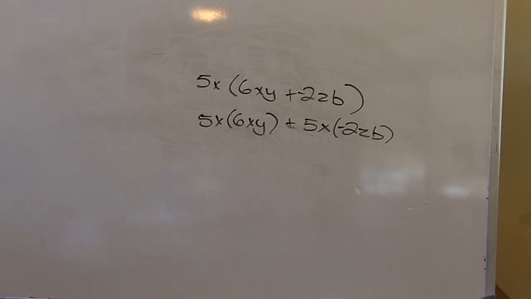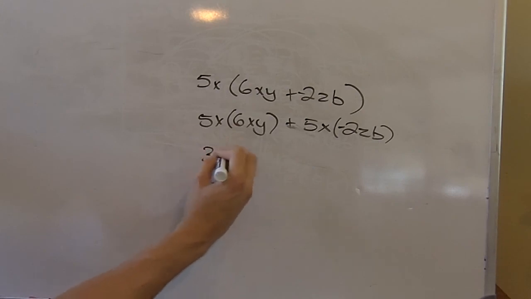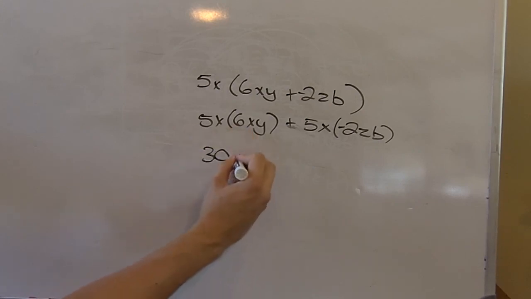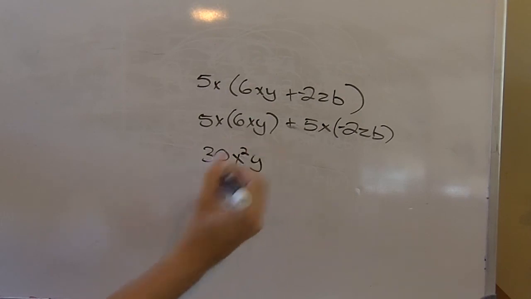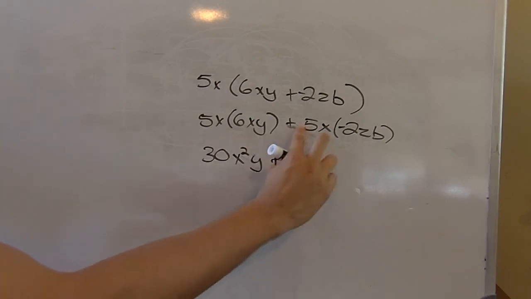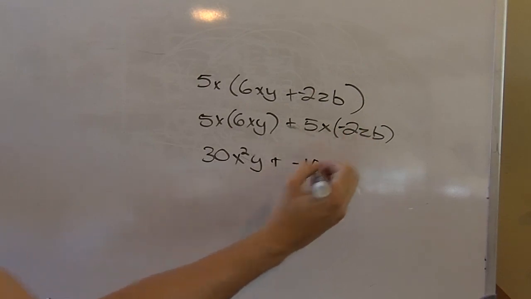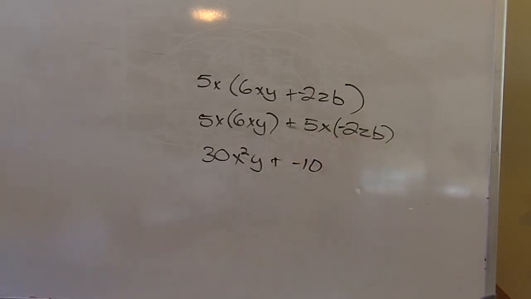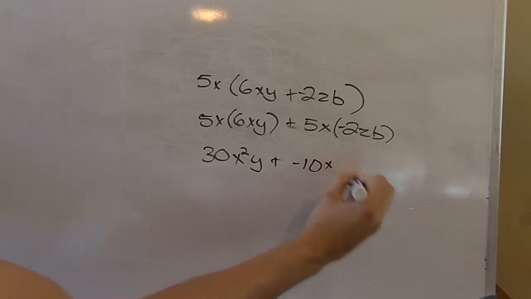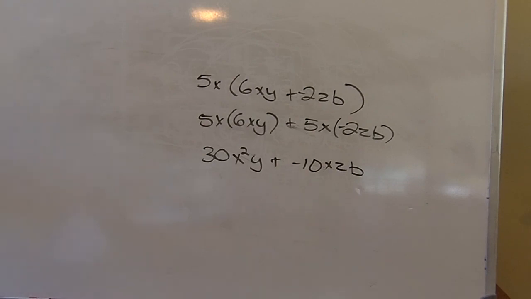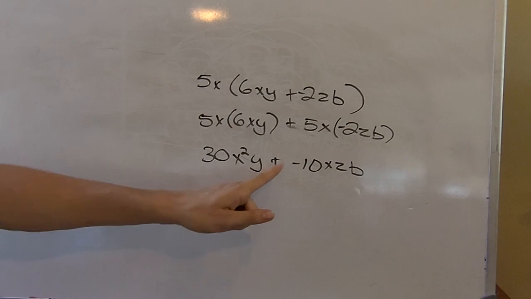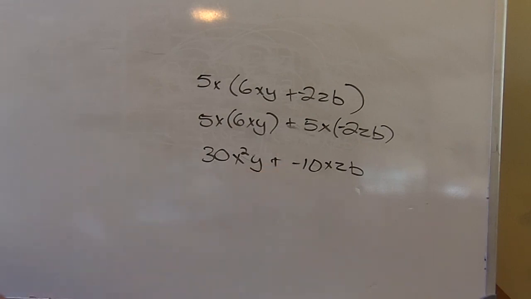Make sure you're pausing and taking notes as we go along. So we're going to do the 5 times the 6. We'll get 30. X times x gets me x squared. There's nothing to multiply my y by, so it stays the same. 5 times negative 2 is negative 10. And x times, well, there's nothing to multiply the x by, so you just have x. And then the zb have nothing to multiply by either, so they just become zb. So you end up with 30x squared y plus negative 10xzb.